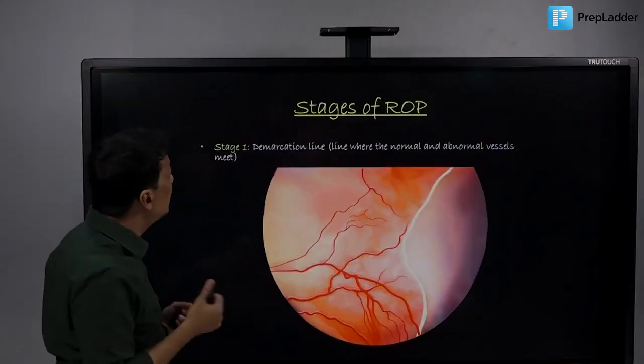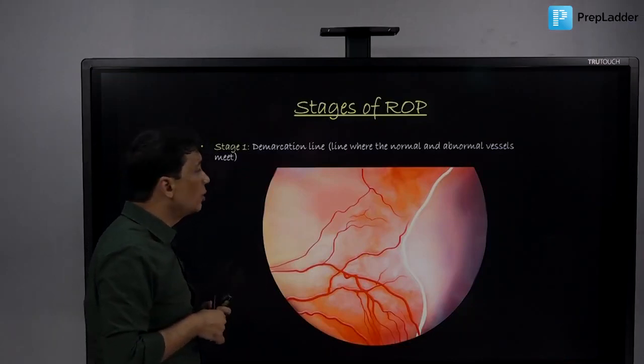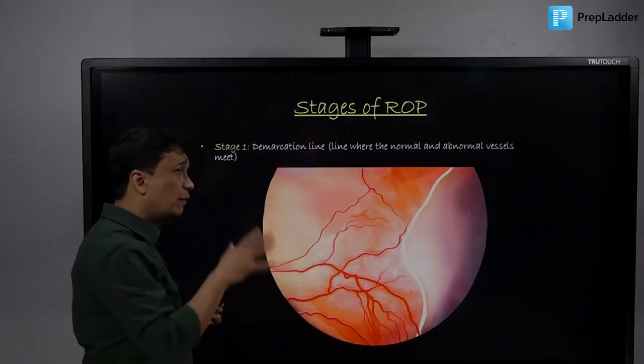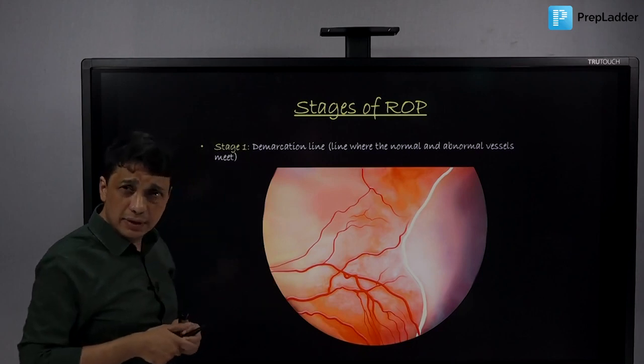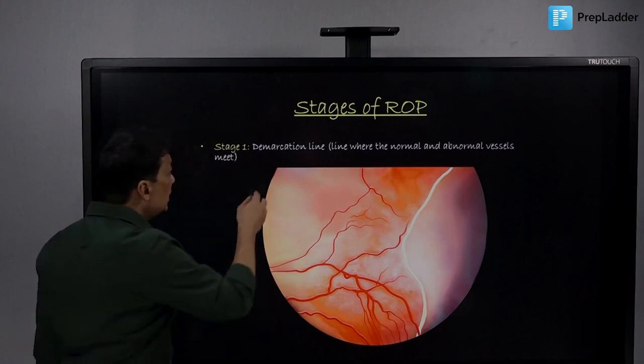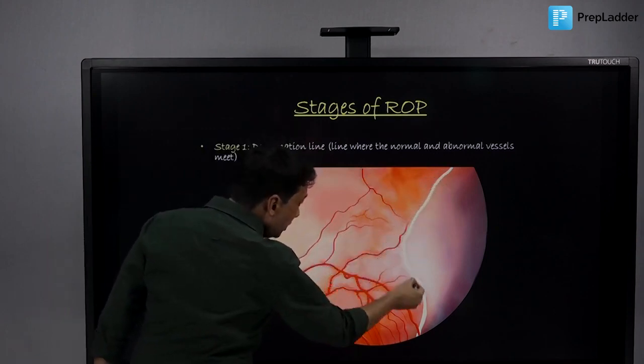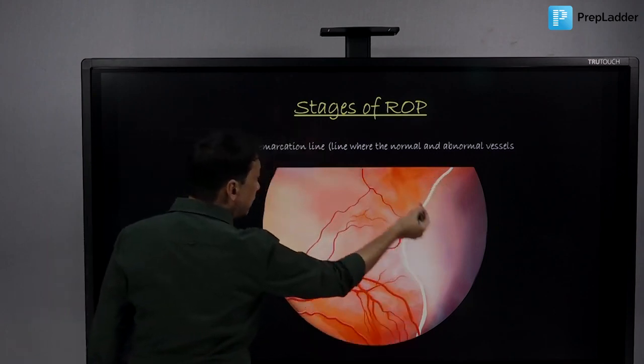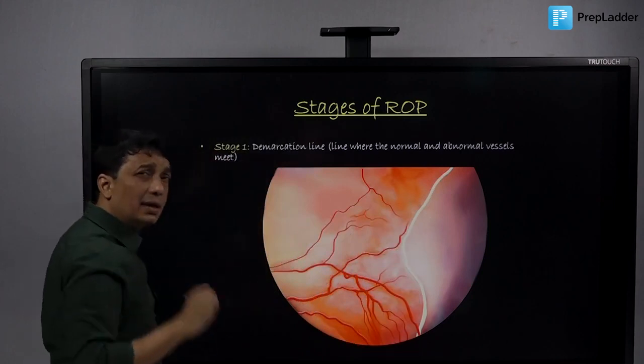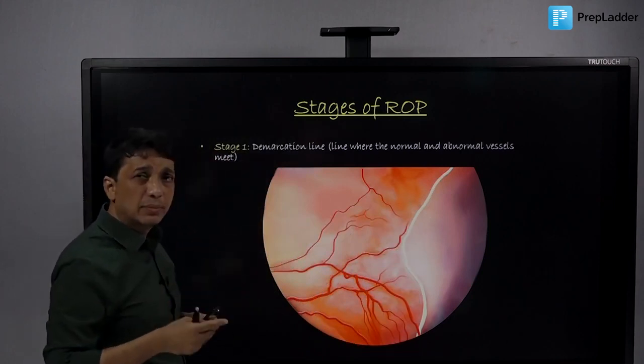Very well. Now we classify ROP, and this is an important classification. I want you to remember this. We divide them in 5 stages. They are not so difficult. You can memorize it. And stage 1 is called the demarcation line. See the line coming up here, separating the avascular from the vascular retina. As soon as the line comes, you know that the patient is developing ROP, stage 1.